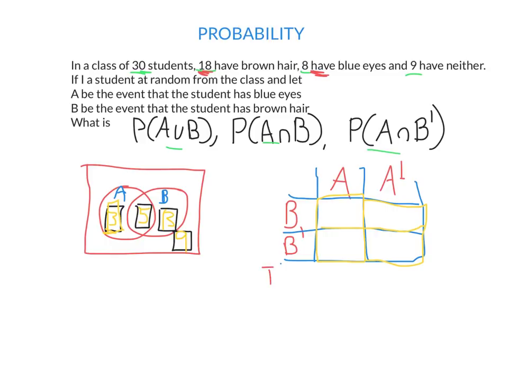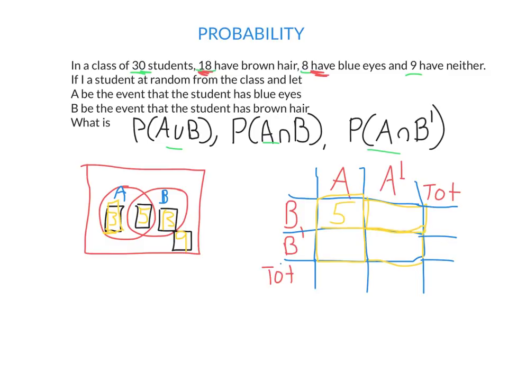We also usually have a row and column for totals in two-way tables. So I'll just extend those, okay? So 4 numbers in yellow come from the Venn diagram. So A and B goes in this category. It's in A and B, and we already figured out that that number was 5.